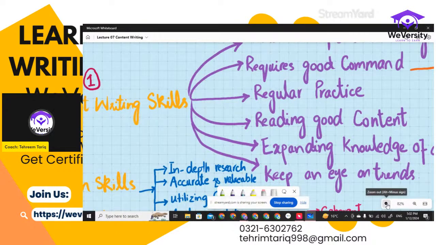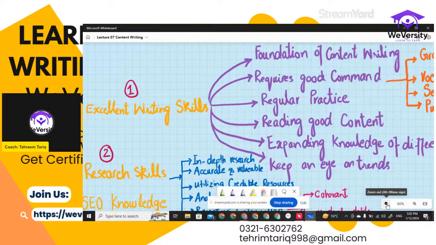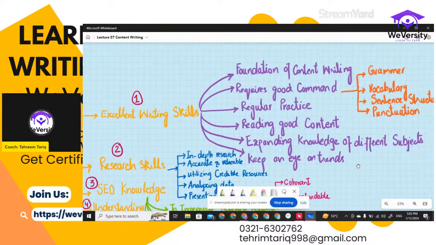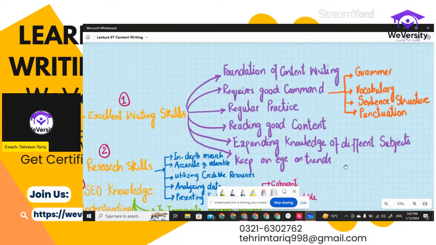Excellent writing skill is not only required to build the foundation of content writing, but it also needs to be there in yourself. If you want to become a good content writer, then you must have a good command of some aspects of English as well, because the freelancing field of content writing basically depends upon the major communication language, that is English. So you must have a good command of English grammar, good command of English vocabulary, and excellent command of the sentence structure that you build whenever you start your work as a content writer.